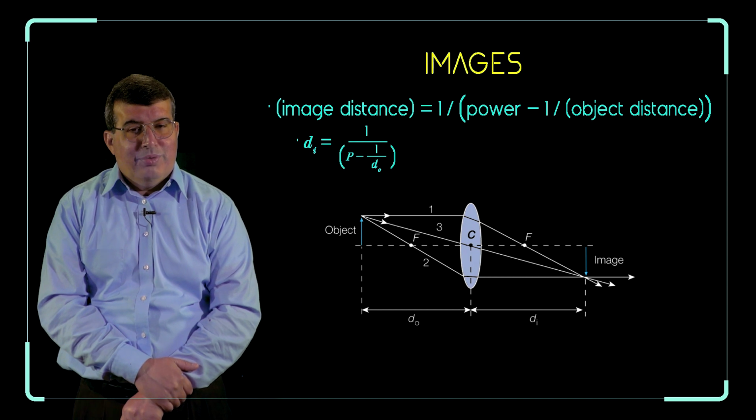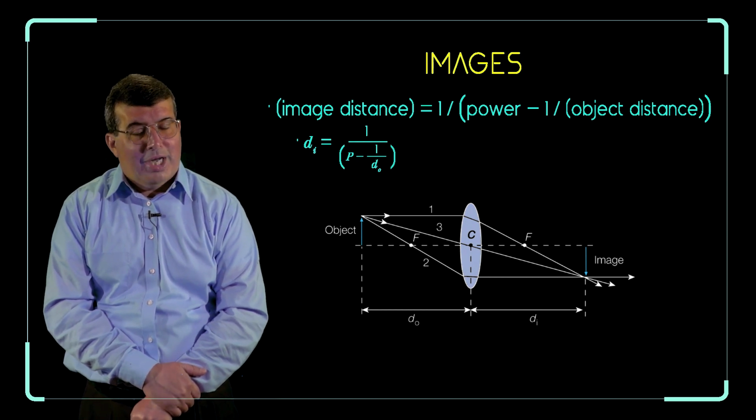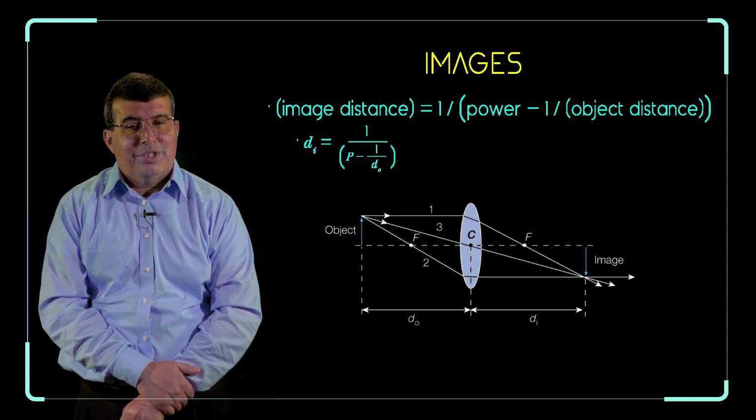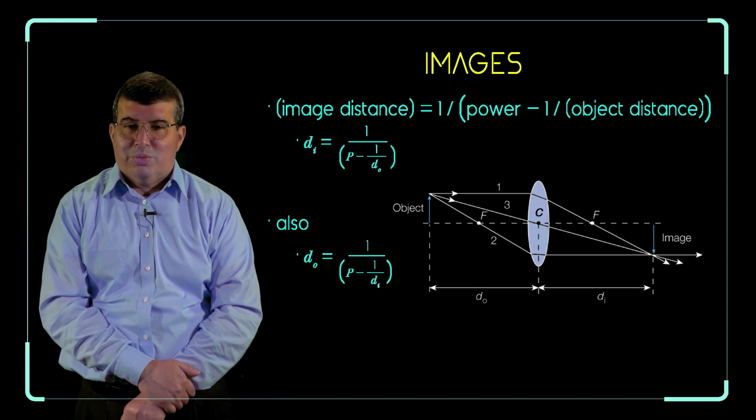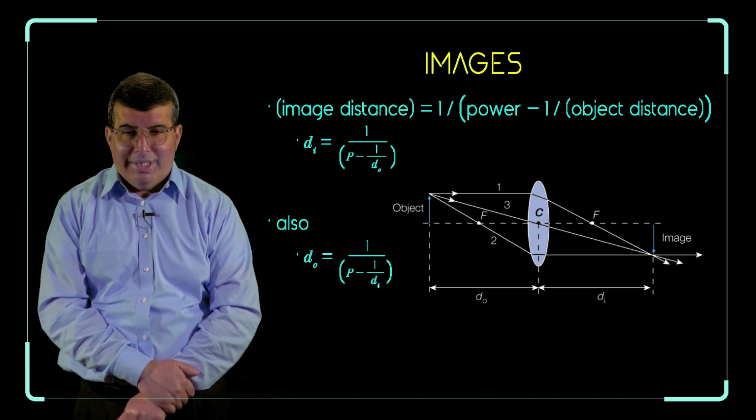Now actually, if we knew the image distance and wanted to know the object distance, we can use this same equation, just swapping d sub O and d sub I. Let's put this equation to work.